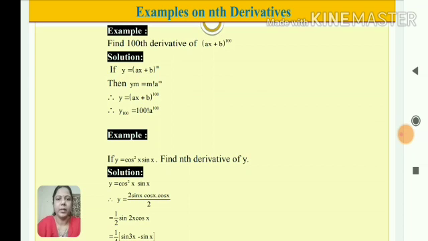Next example, find the 100th derivative of (ax plus b) raised to 100. As I have shown in the formula for ym, if n and m are the same, so if y is equal to (ax plus b) raised to 100, and we have to find the 100th derivative, we have the formula m factorial into a raised to m. So here y100 is equal to 100 factorial a raised to 100.